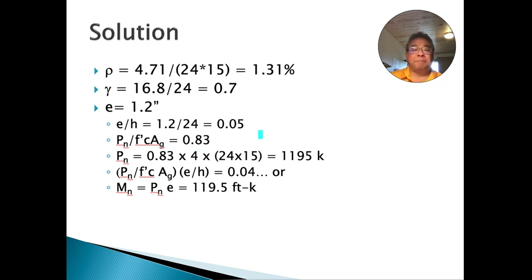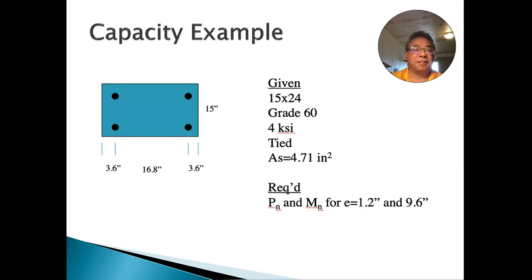Anyway, so I get that the y-axis was 0.83, but I want to know Pn. I don't want to know Pn divided by F prime C times the area. So this is one of those graphs that has F prime C in the denominator. So Pn is 0.83. I just put everything on the right-hand side. Times 4 was F prime C, and the area was 24 by 50. Okay. And I think I got that wrong too. It's 24. Oh, it's 24 by 50.